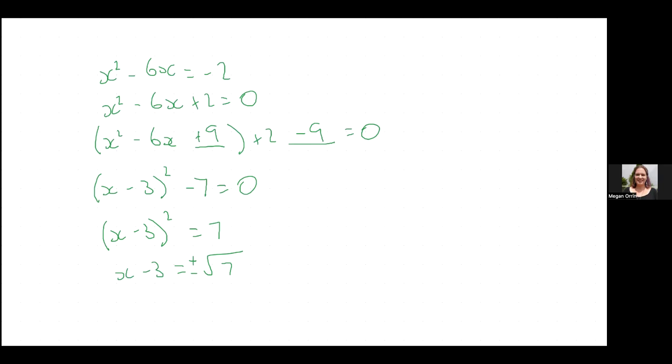Now I have to bring the 3 across. So I've got 3 plus or minus the square root of 7. That is my exact answer left in surd form of this quadratic. So always make sure you do stuff like that.